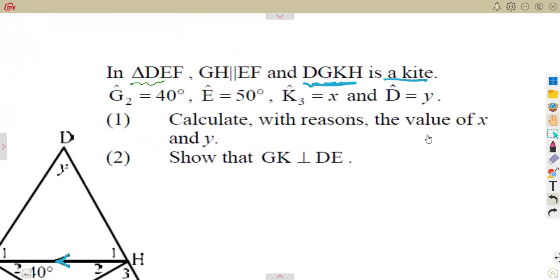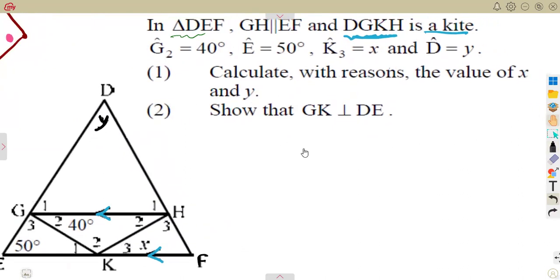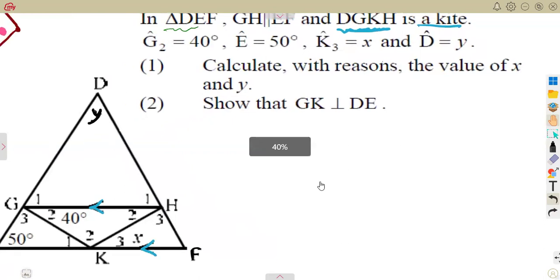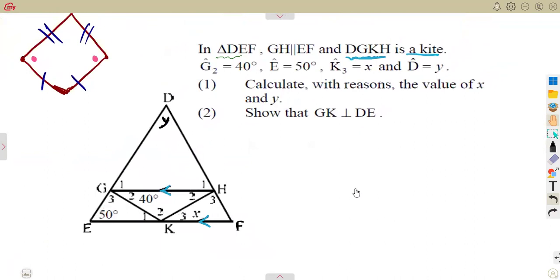All right, so with this, we are also given the angle G2, 40 degrees, the 50 at angle E, the angle K3, which is X, and angle D, which is Y in that case. And with this, you are asked to calculate with the reasons the value of X and Y. All right, let's see what we can do. What is it that we can use in this case to find X and Y? All right, let's start with our X.